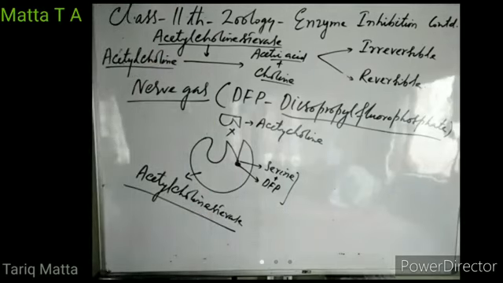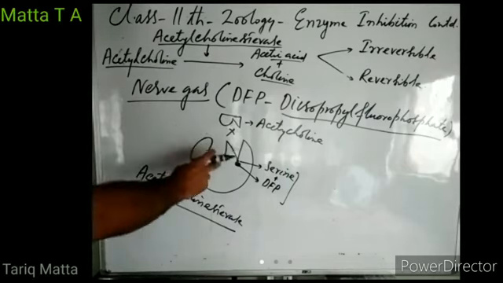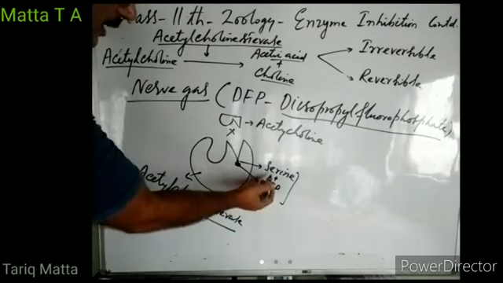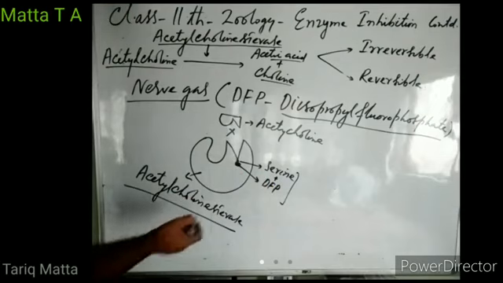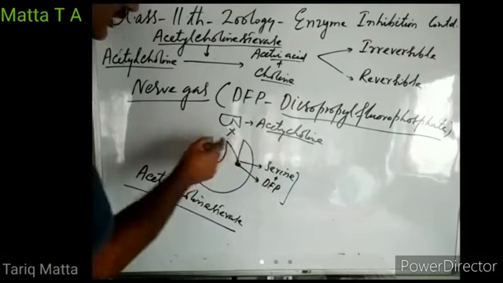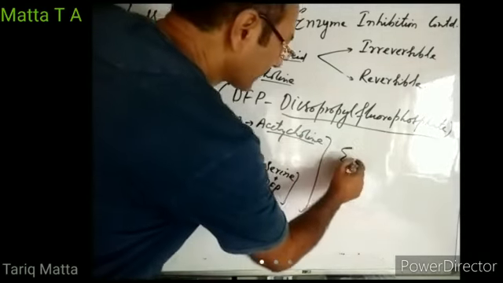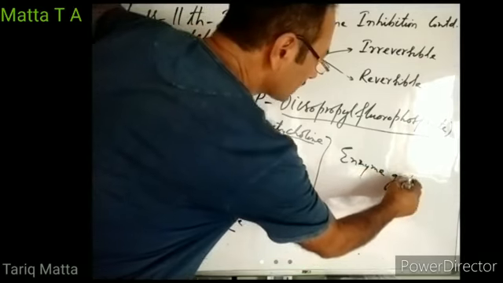So when gas, DFP, binds to a single amino acid of the active site of this acetylcholine esterase enzyme, it causes the enzyme inhibition. So when this DFP binds to serine amino acid of the active site, acetylcholine, the substrate, cannot bind to it, and the enzyme gets inhibited.